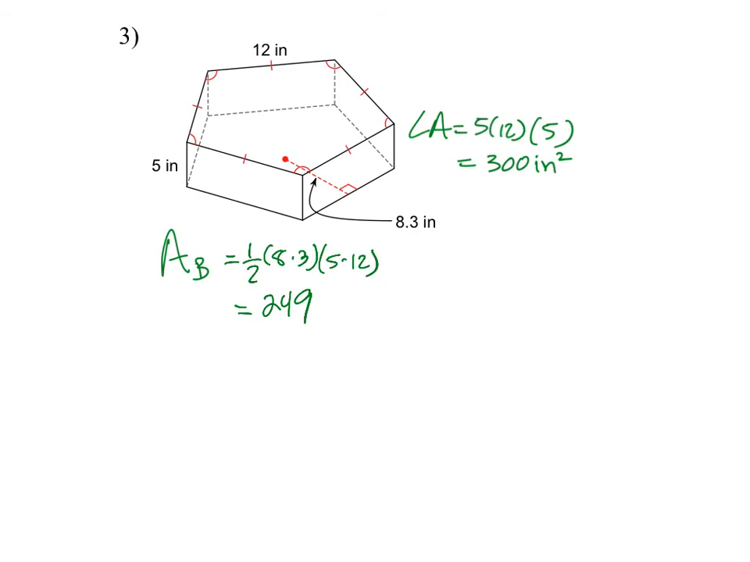Right, so now the surface area equals the lateral area, so 300 plus 2 times the base area. So this is 798 inches square. I have my surface area and lateral area right there.